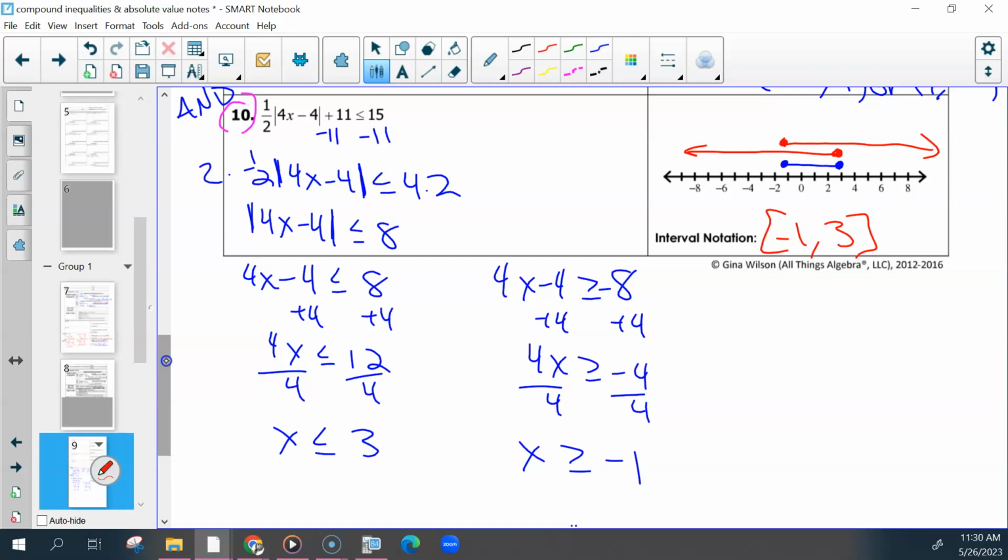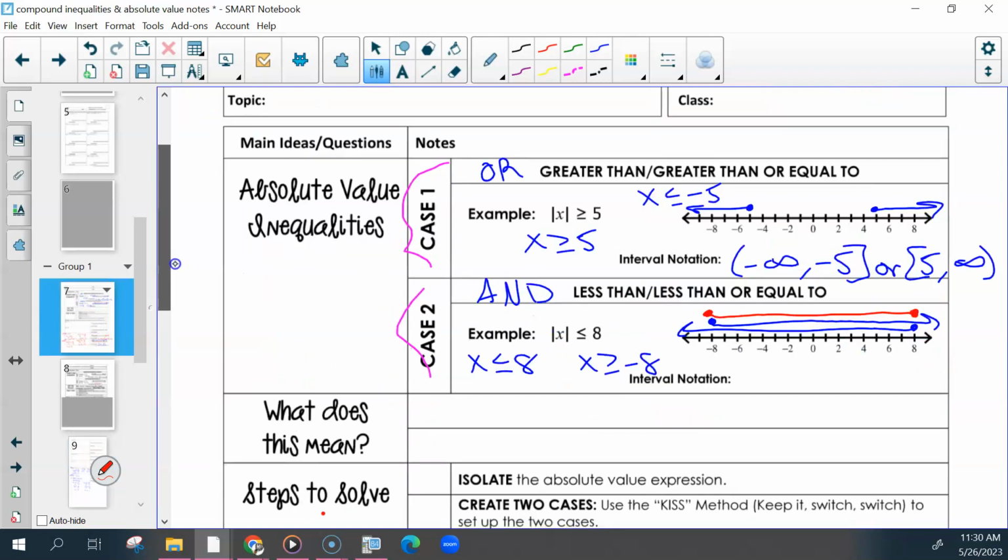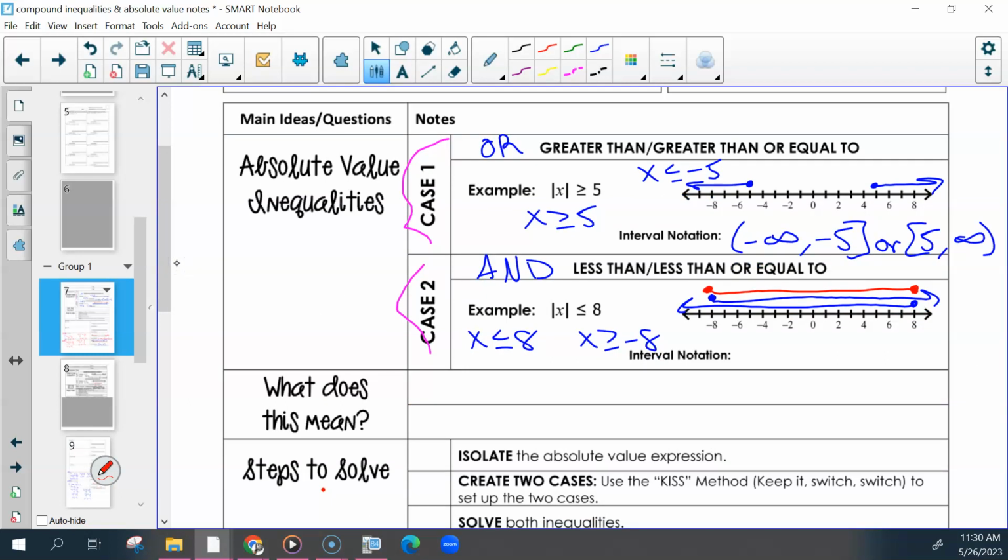How would you know if it's and or or? Is it the symbol, greater than or less than? Yeah, so greater than or greater than or equal to, if this is isolated, so there's nothing else outside of here, will always be or. Less than or equal to, if this is isolated, will always be and. So if it's not isolated, it could change.